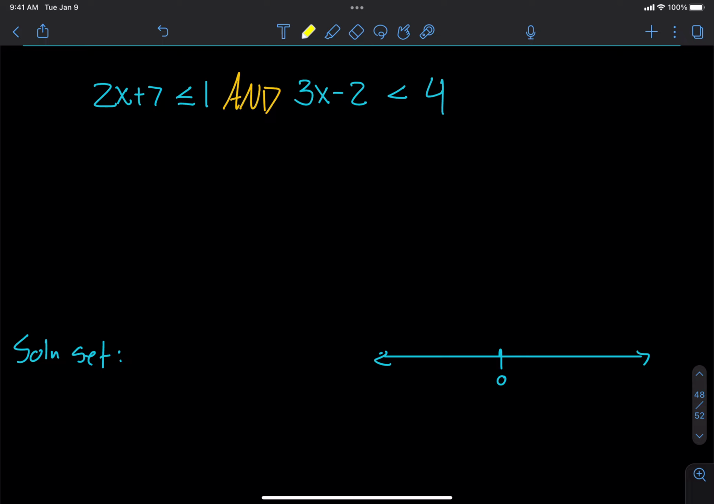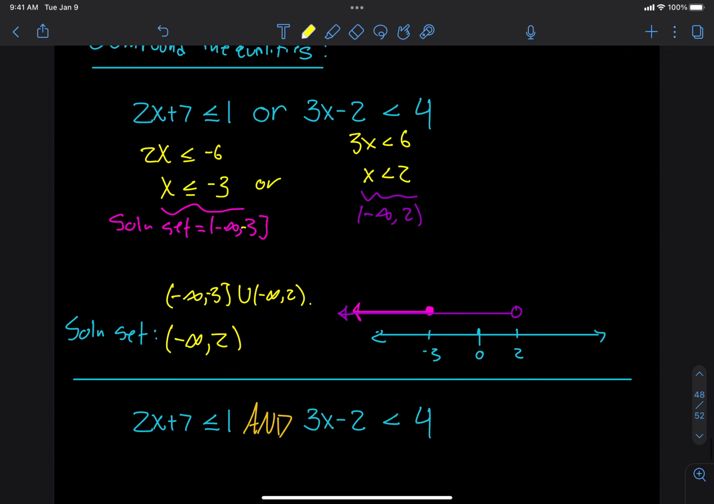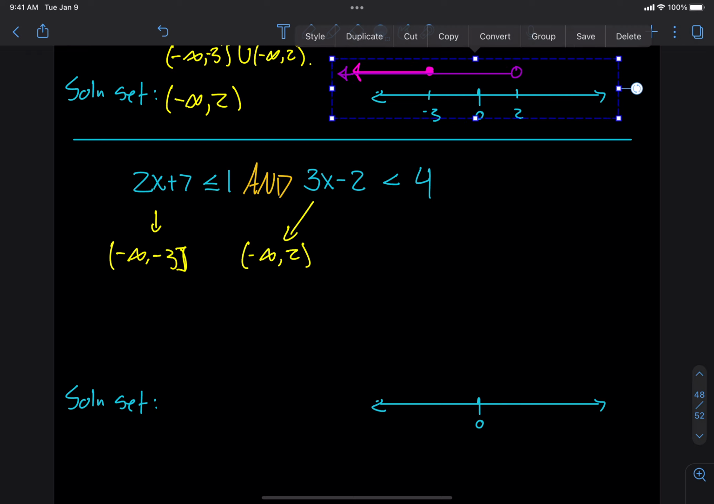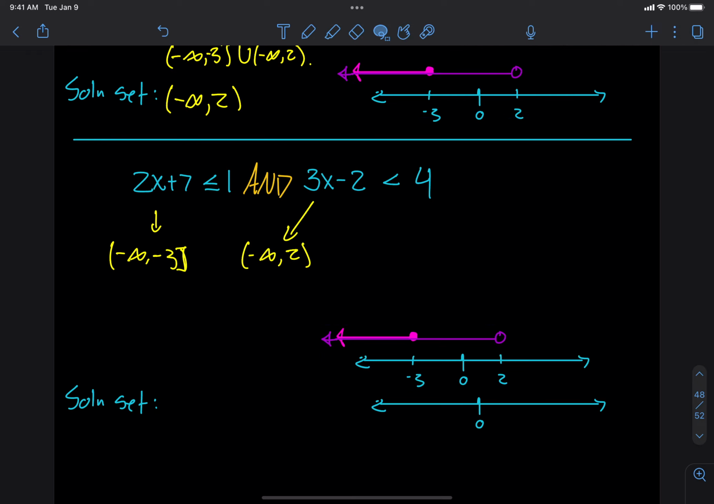All right, so let's solve these ones individually, and then we'll take the intersection of their solution sets. So this one, 2x plus, oh, these are the same, right? Okay, these are exactly the same. So we know that the solution set for this one was negative infinity comma negative 3 with a bracket. And this one was negative infinity comma 2 with the parenthesis. Those were the solution sets. So now that I have an AND, let's graph them again. Actually, I'll just copy these down. That would be cool. Copy, paste, bam. Saves us so much time.